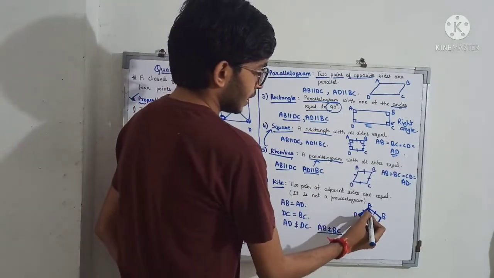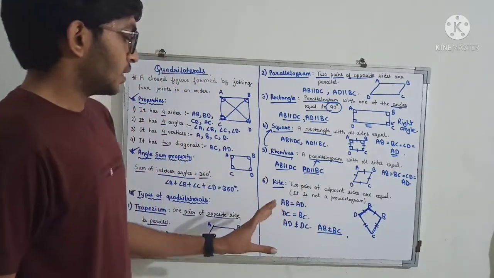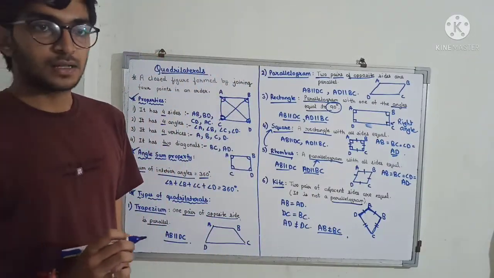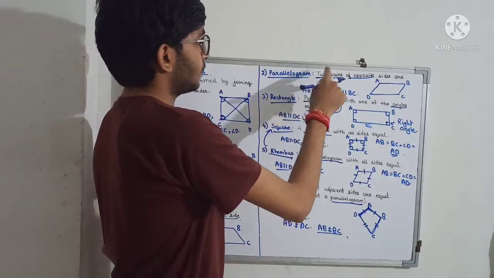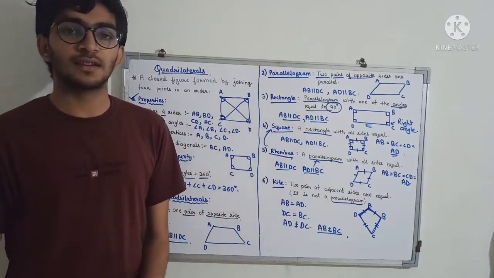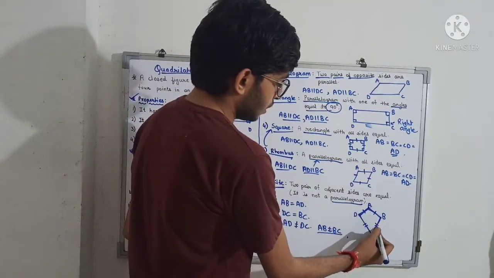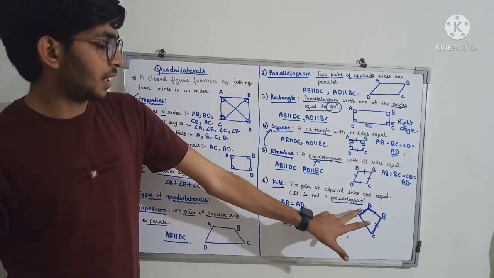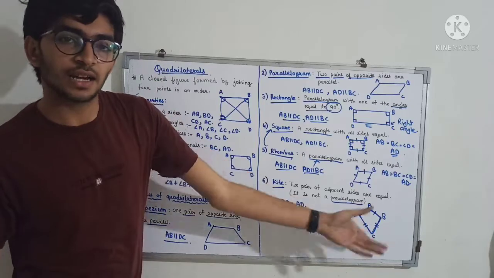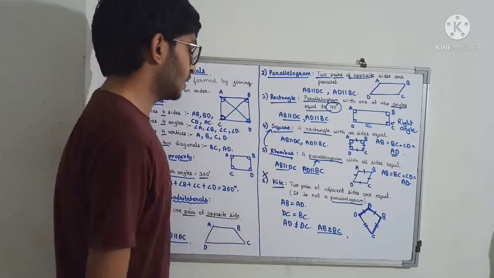It is written that a kite is not a parallelogram. How can we infer that? As studied earlier, a parallelogram is a figure in which two pairs of opposite sides are parallel. But here we can see that AD is opposite to BC and they are not parallel, and AB is opposite to CD and they are not parallel. Hence, a kite cannot be called a parallelogram.